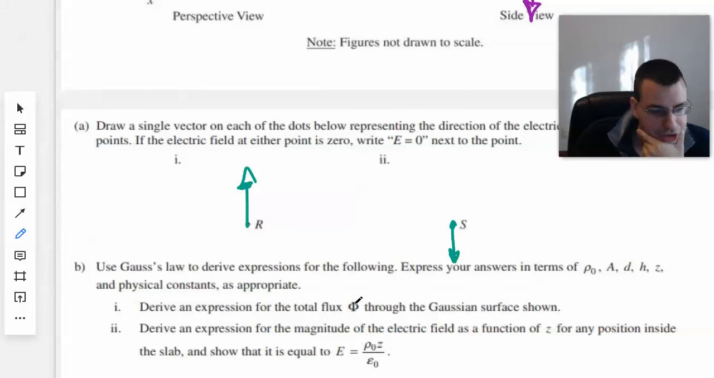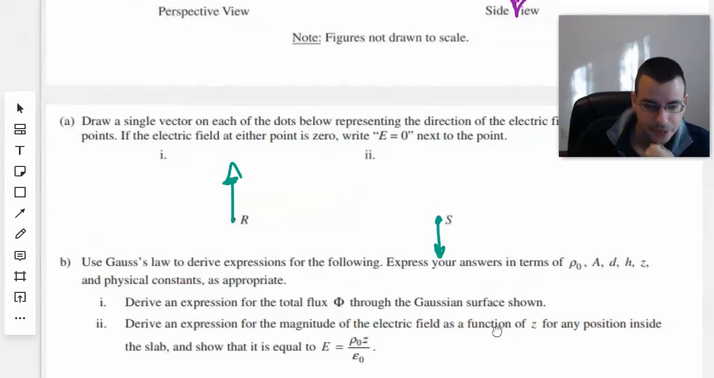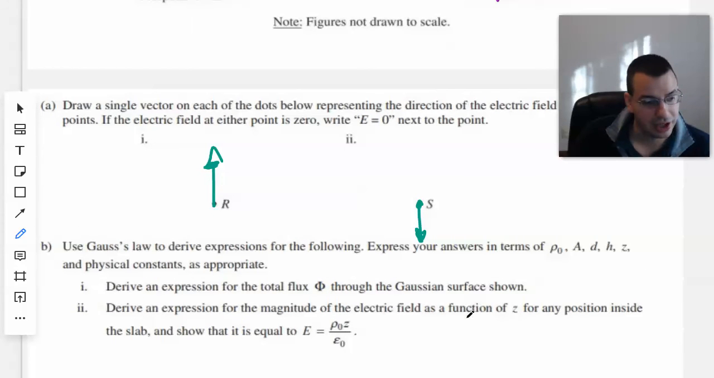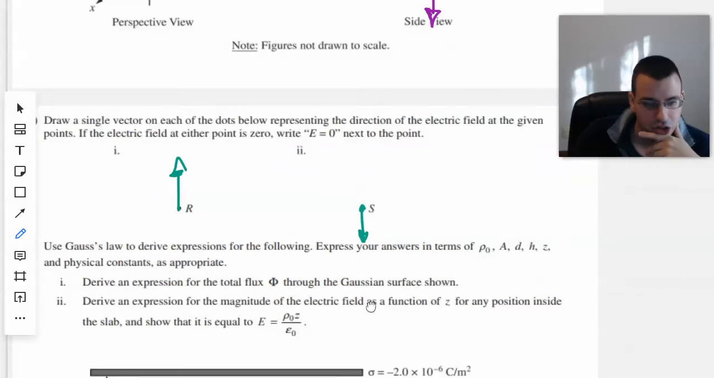Use Gauss's law to derive expressions for the following. Express your answers in terms of rho, A, D, H, and Z. That's a lot of things. And then every physical constant as deemed appropriate. Derive an expression for the flux through the Gaussian surface as shown.